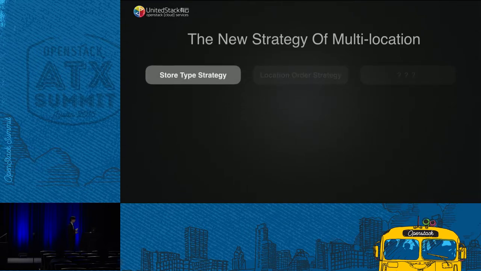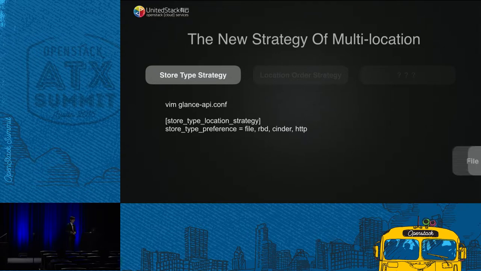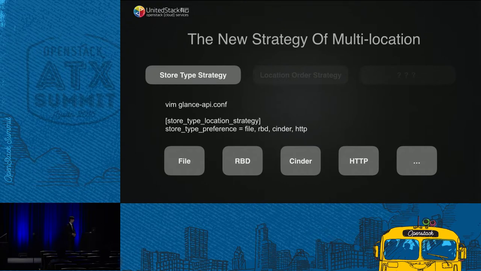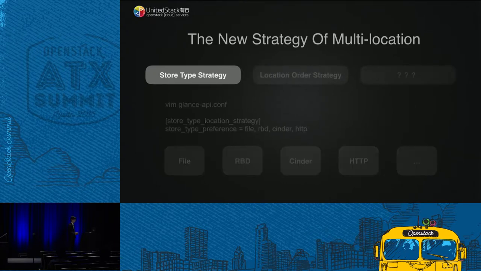The store type strategy means that the order of locations just depends on the user-defined store types. Now we can edit the configuration file and add some types in the store type preference. And Glance will return the locations of the images one by one. So in this case, they are file, then RBD, Cinder, and HTTP one by one.